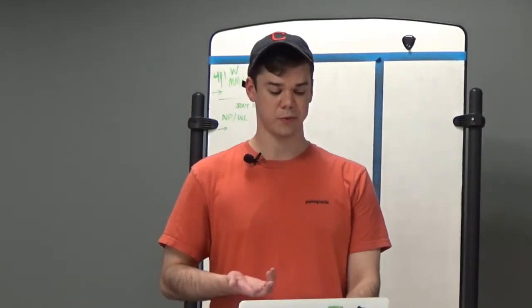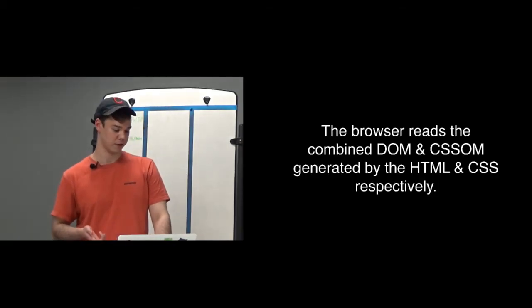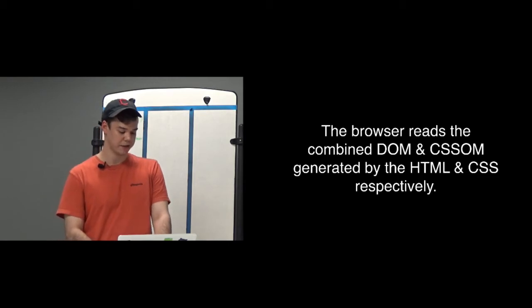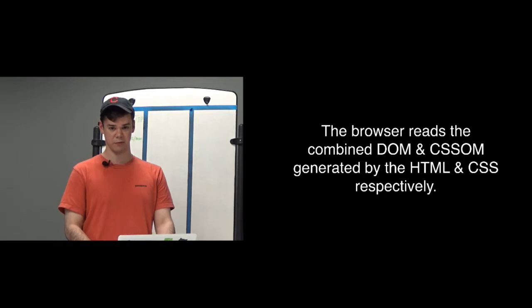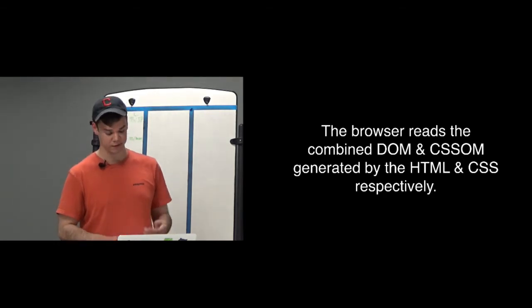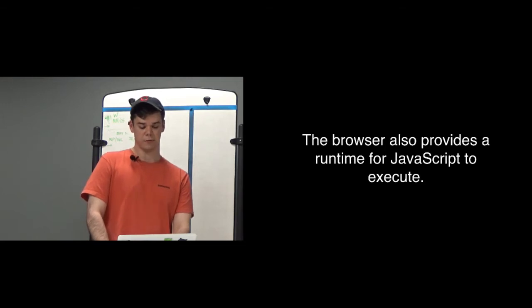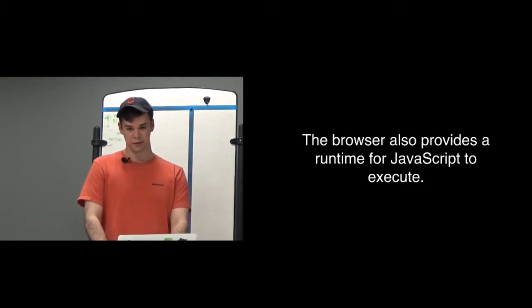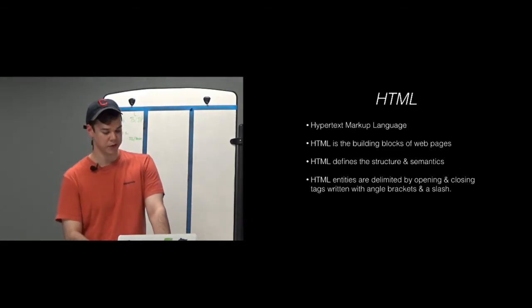Basically how this works is the browser reads the combined DOM and CSSOM generated by the HTML and CSS respectively. It's a lot of big words, but again, we're going to go into what that means in very simple terms. The browser also provides a runtime for JavaScript to execute. We're going to get into that a little bit later too. But let's start with HTML.